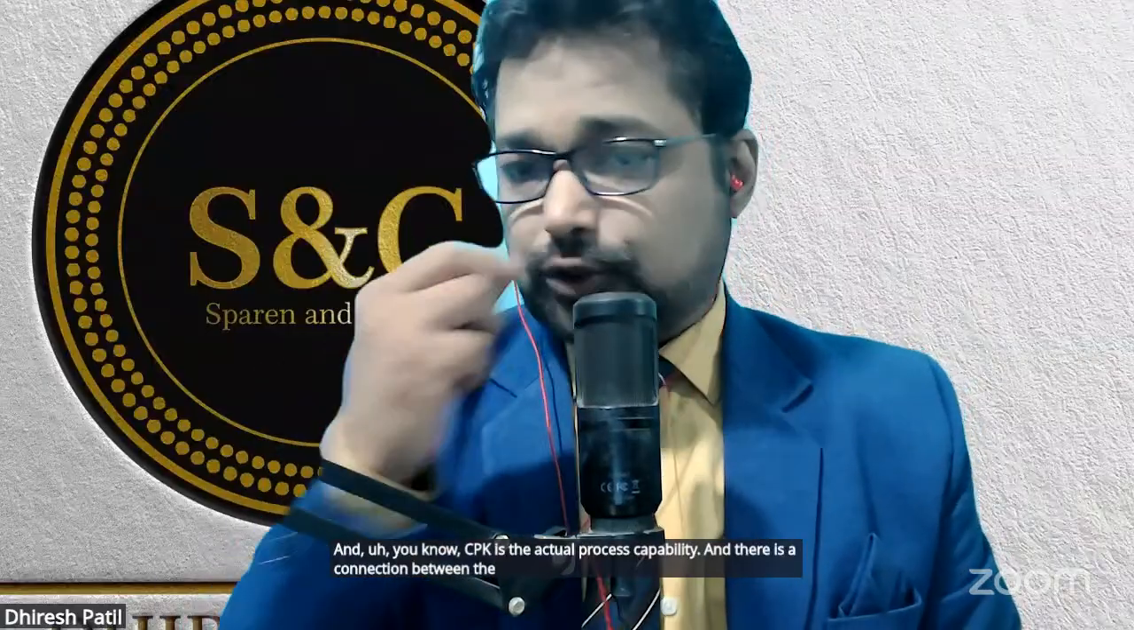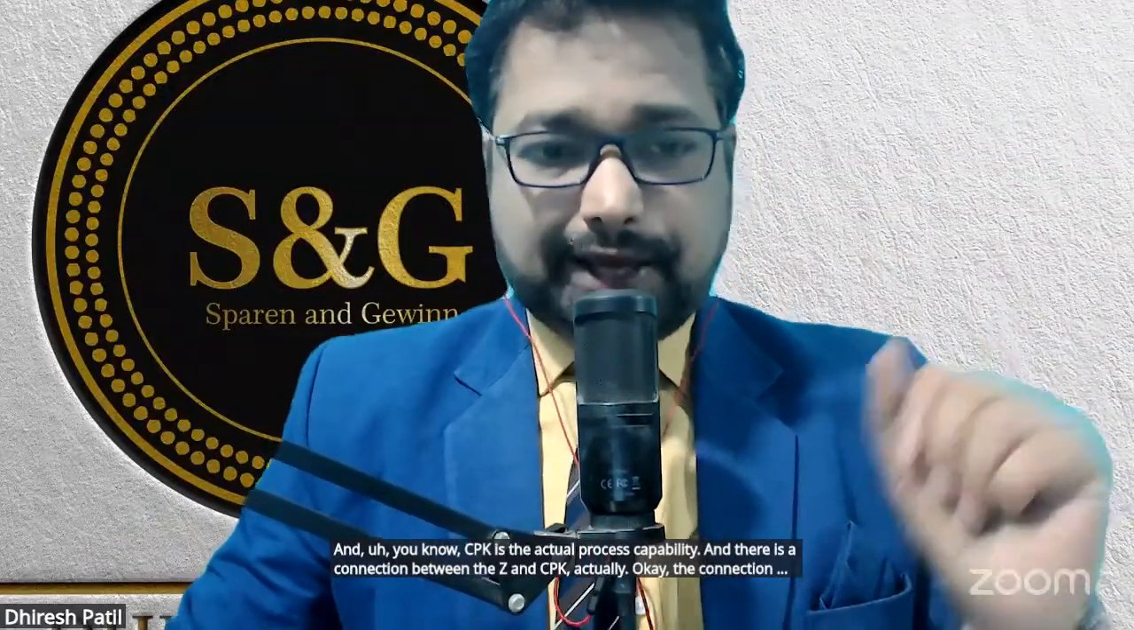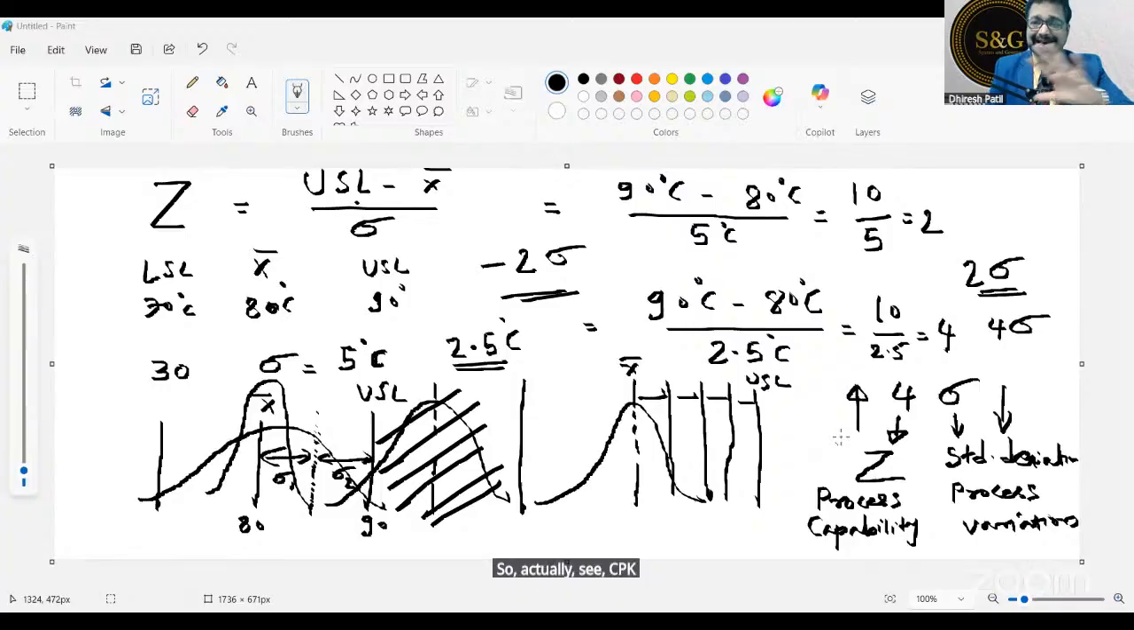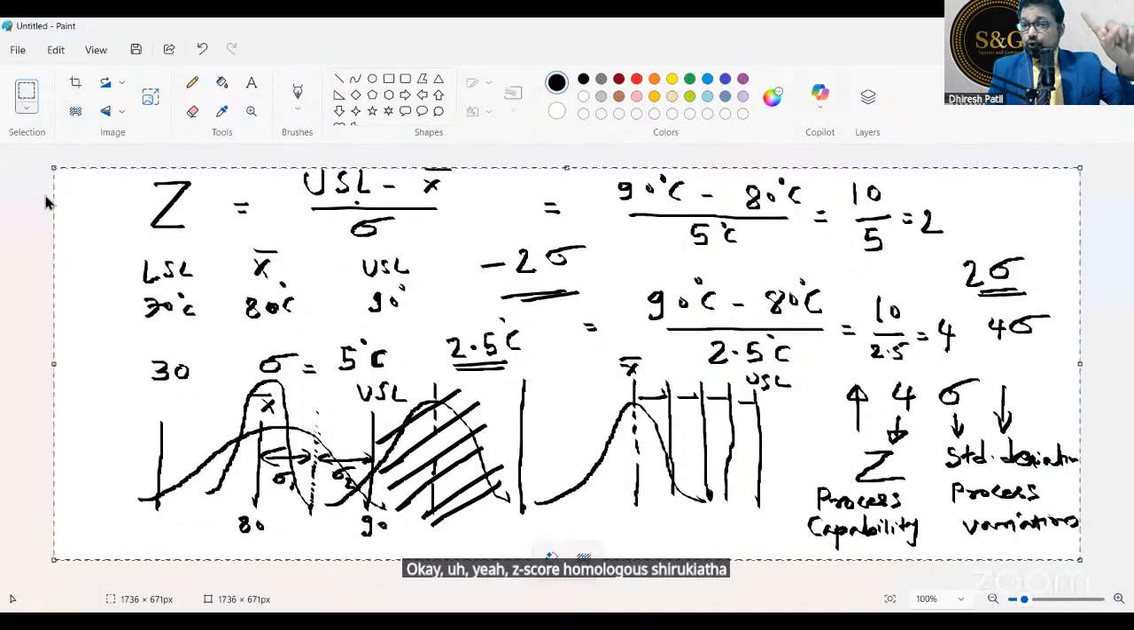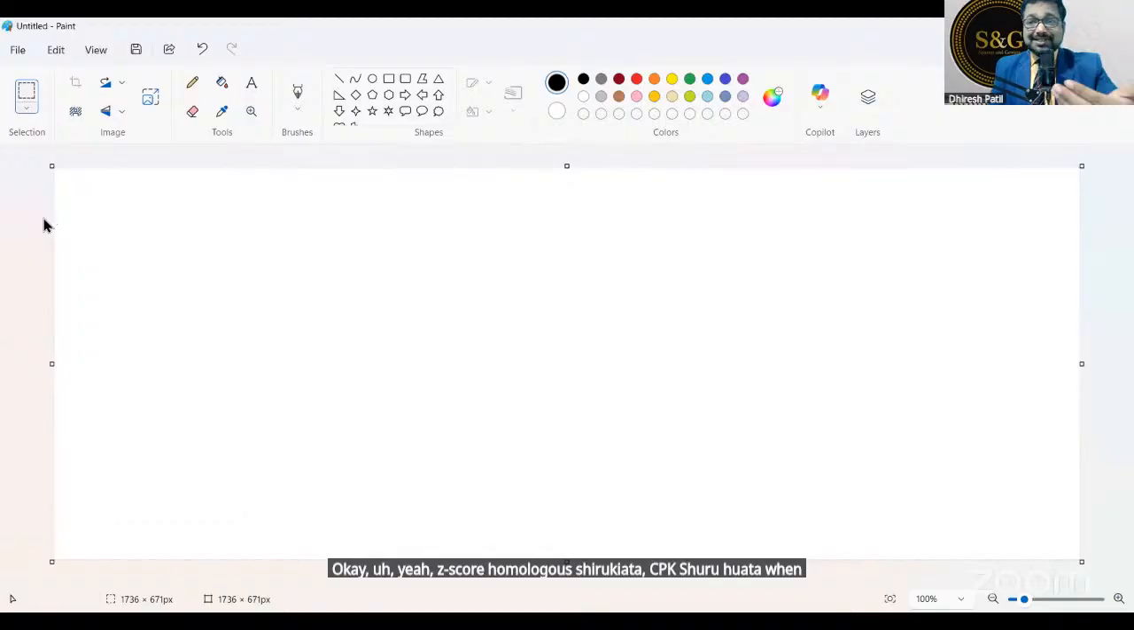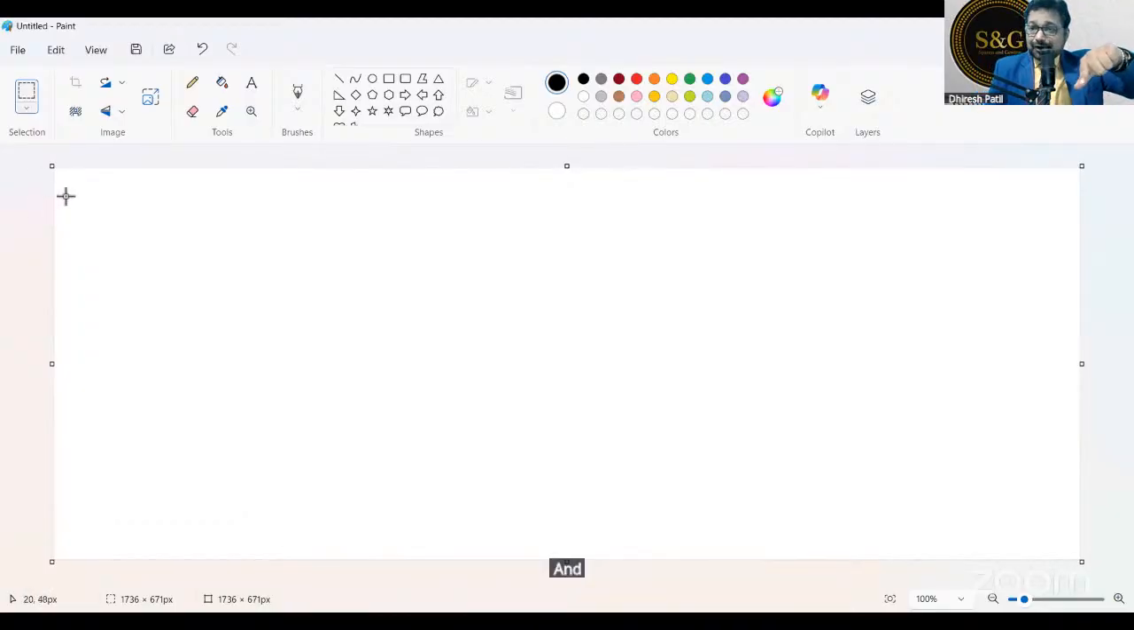CP, CPK, and Z value. CP is the potential process capability, and CPK is the actual process capability, and there is a connection between the Z and CPK actually. The connection table मैं आपको देता हूँ, just for your information. Actually CPK और Z exactly same ही है. There is not much difference. ये Z score हम लोगों ने शुरू किया था. CPK started when statistical process control started, and the Z calculation started after Six Sigma inclusion. That's the only difference.